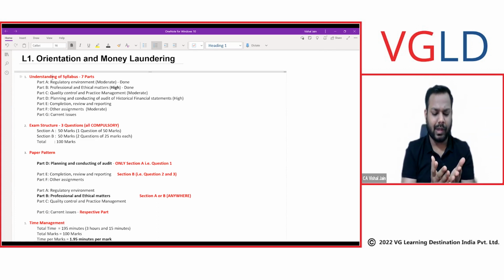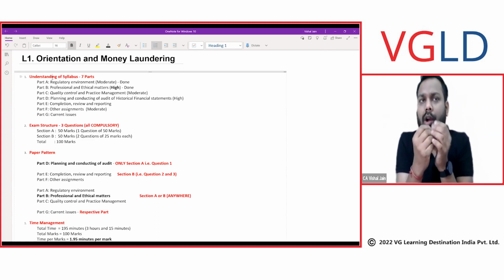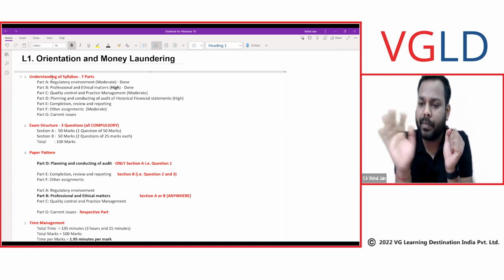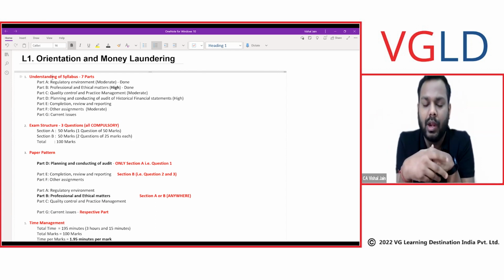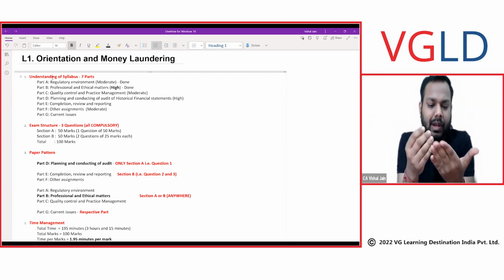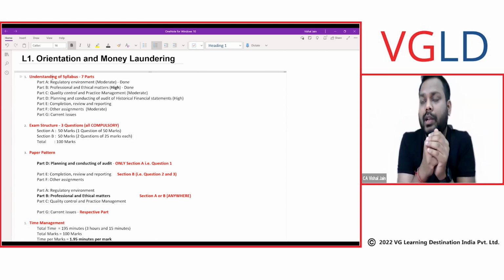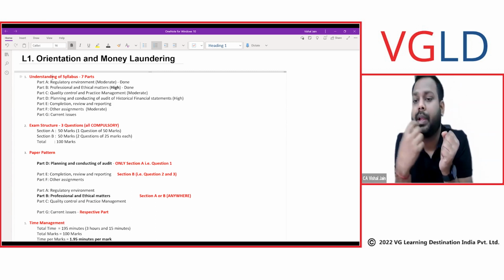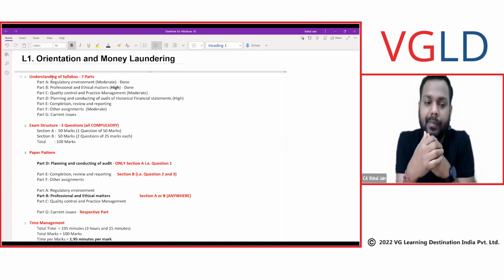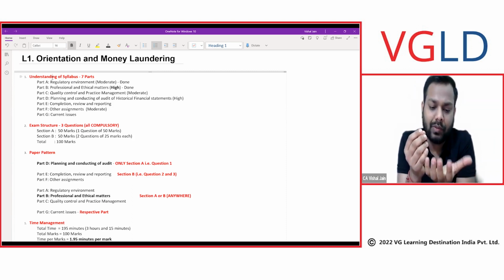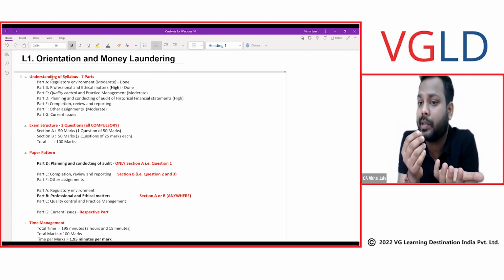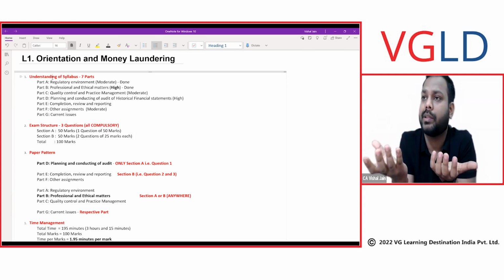AAA paper is altogether a different paper from all the professional papers. For example, if you're studying a professional paper like SBR, ATX or SBL, there is a lot of knowledge that you need to grasp, and then you have to replicate the knowledge in the question answer set. But in AAA paper it is not that way. The knowledge is there, but knowledge forms only 30%. The rest 70% is only the practice.